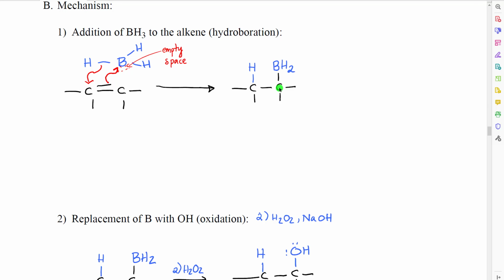This can actually occur as many times as there are hydrogens on the specific boron. So it's possible to end up with a boron in the middle, with 3 carbons attached to it. I'm just showing one.